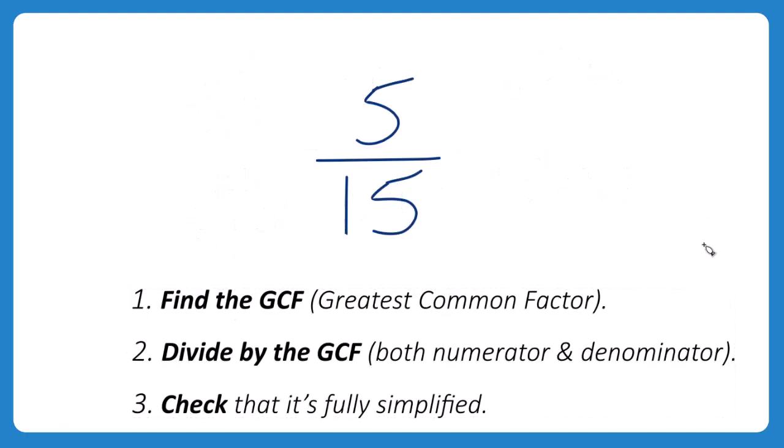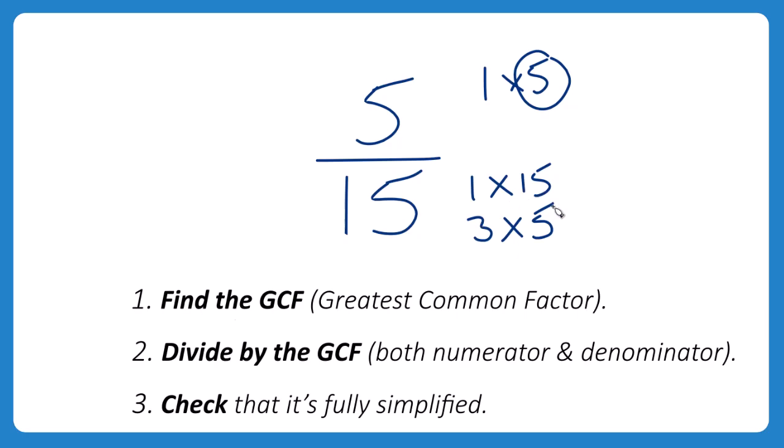So let's see if you can do it. Pause and simplify this fraction right here. Give it a try. So first off, I'm going to write the factors for the numerator and the denominator so I can find that greatest common factor. So when I look at the factors, the greatest common factor looks like it is 5. So I'm going to divide 5 by 5 and then divide 15 by 5.